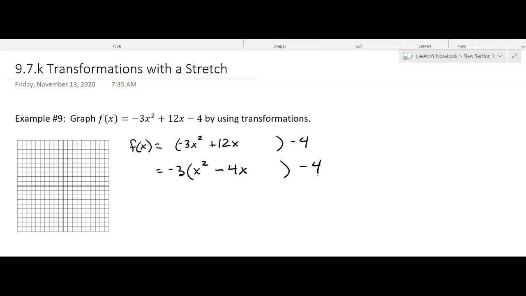Okay, now we've got to complete the square. Take negative 4, divide it by 2, and square it. So that's going to be negative 2 squared, which is 4. So I'm going to add a 4 right inside the parentheses. But because it's added inside the parentheses, I didn't really add a 4. I really added a negative 12.